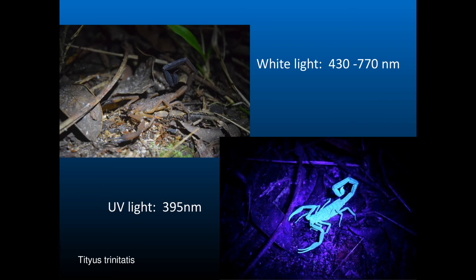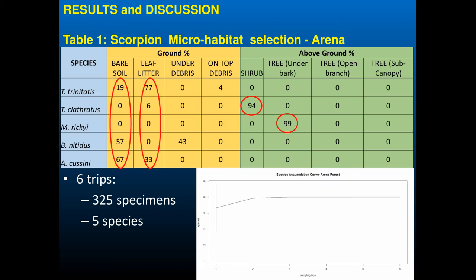So I'll just briefly go into the results section. Each site did 6 trips, right? So for Arena, I collected a total of 325 specimens, belonging to 5 species.